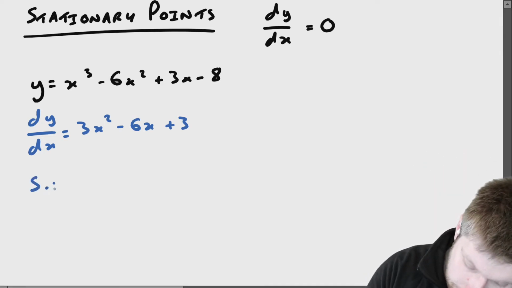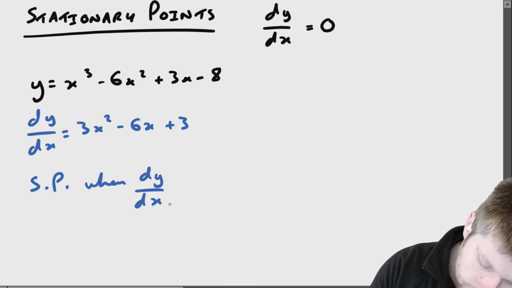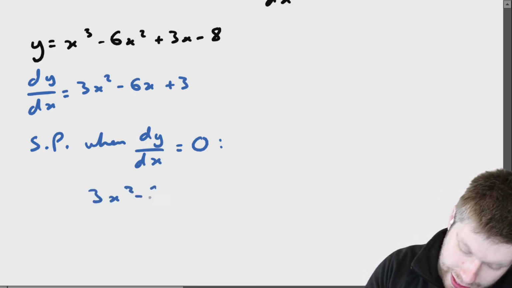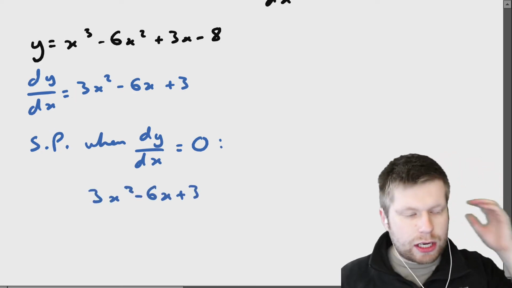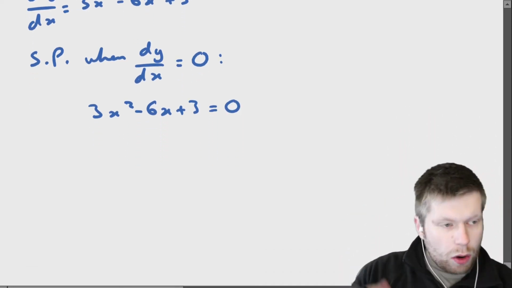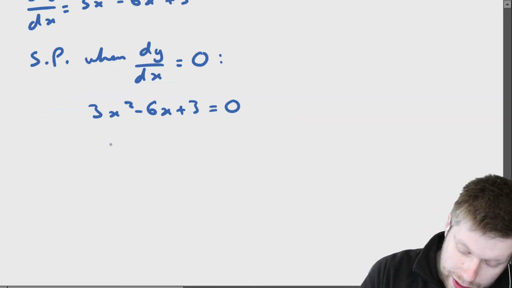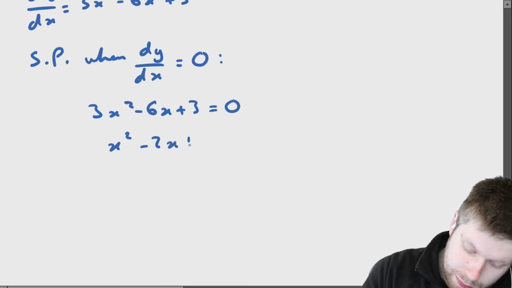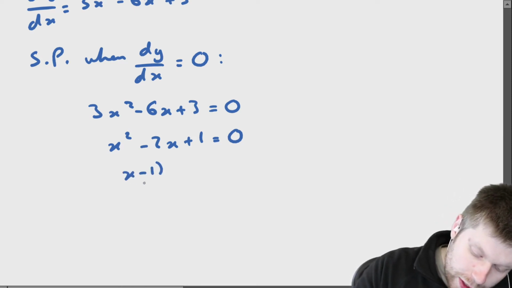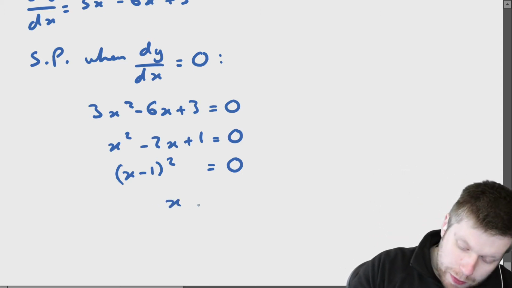A stationary point, or SP for short, will occur when the derivative function, my gradient function, is equal to 0. So I'm going to take my 3x squared minus 6x plus 3 and set that equal to 0 and try and solve it. This is just a straightforward quadratic. I can divide by 3 to end up with x squared minus 2x plus 1 equals 0. That's x minus 1 all squared equals 0, which means that x has got to be equal to 1.